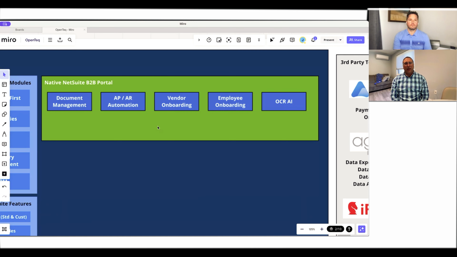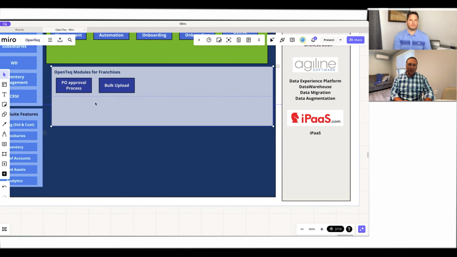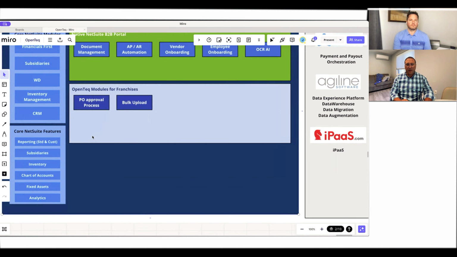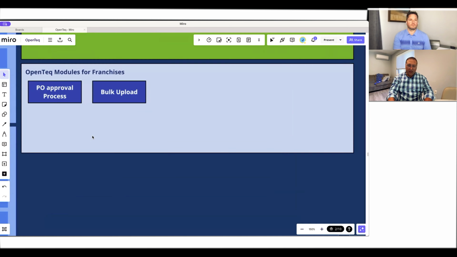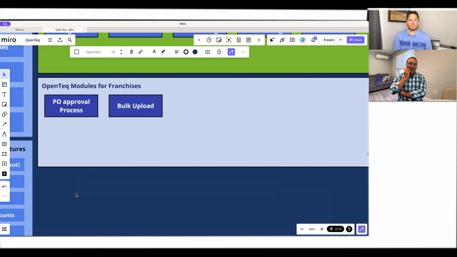into the suite and not have the risk of dealing with third-party integrations, at least for this crucial external user portion of the ERP. We have modules that are actually native to OpenTech, and the ones that we selected here would be the PO approval process as well as bulk upload. Knowing that there are a lot of POs going in and out of franchises all the time, we found out, through our research, that this is one of the more critical path workflows that needs to be streamlined.